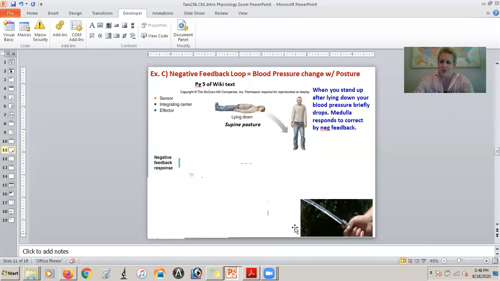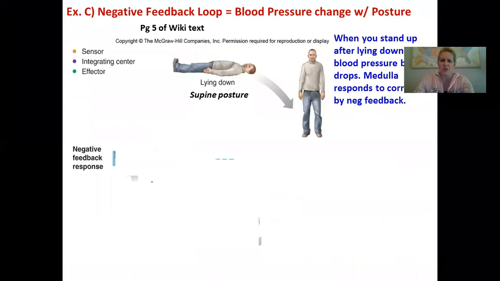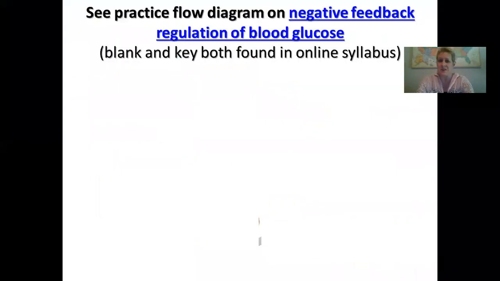Okay, so here is our PowerPoint. This is where we left off. If you remember last time, we ended with regulation of blood glucose. What happens when blood glucose is too high? How does the body bring it down? And hopefully you now know that's insulin and how it works. And then if blood glucose is too low, how does the body regulate that through negative feedback to bring it back up? And hopefully you now know that's glucagon.